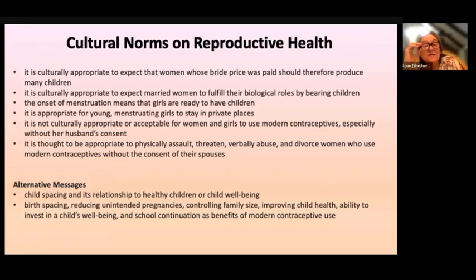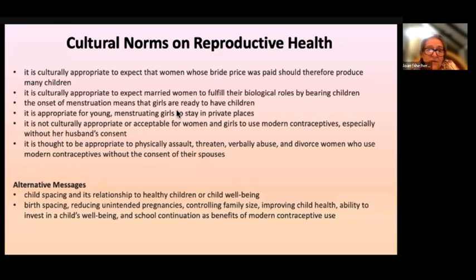Like it's expected that married women are going to have many children, and that once a girl has started menstruating, she's ready to have children. But we know that being physically ready to have a child, just because one is menstruating, doesn't mean that the rest of one's body is ready to have a baby. And it also doesn't mean that they're emotionally or intellectually ready to have a baby.